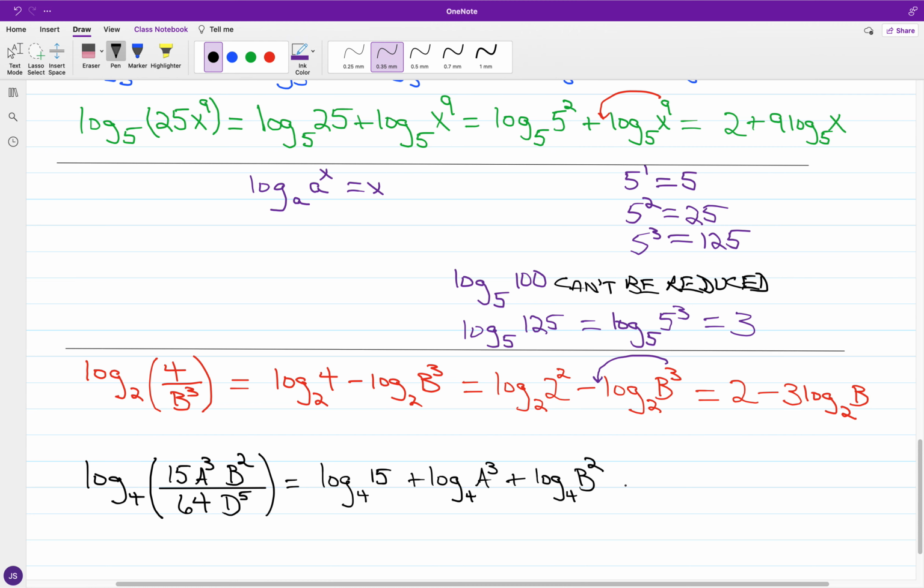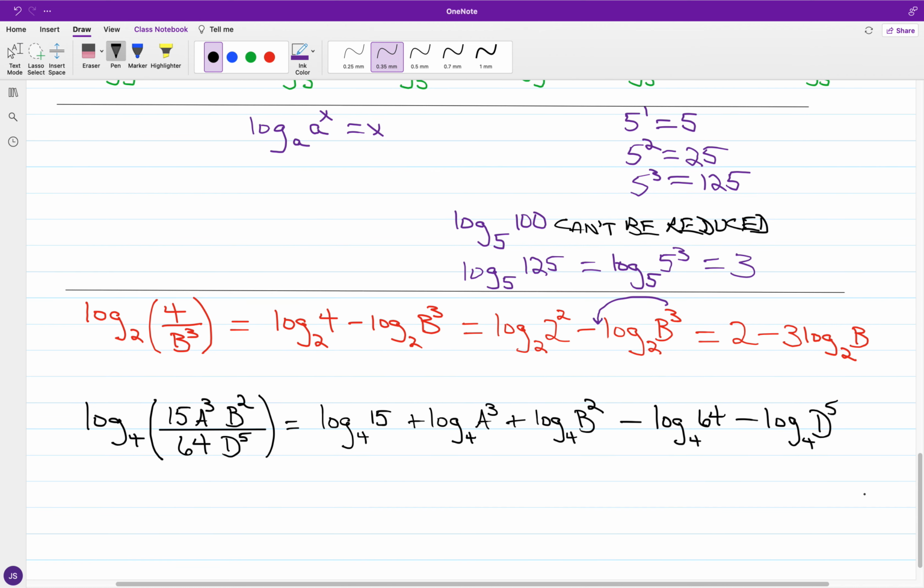But now 64 and d to the 5th are on the bottom. Those respective logarithmic terms are going to be subtracted. So we have minus the base 4 logarithm of 64. Then we have minus the base 4 logarithm of d to the 5th.